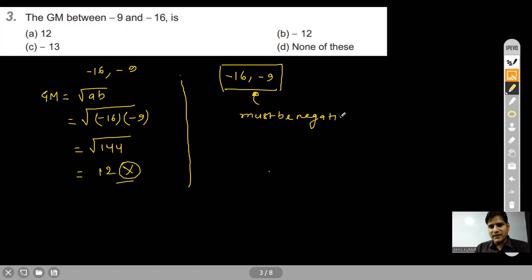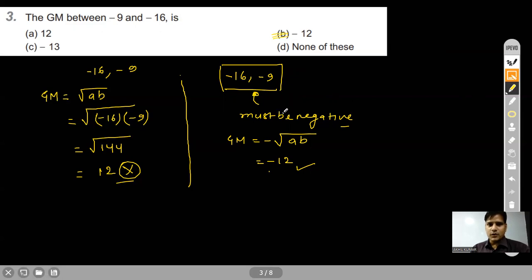This must be negative. If the numbers given are negative, like A is also negative and B is also negative, so there is change in the formula. The geometric mean should be minus of root AB, right? So this geometric mean will be minus of 12, not plus of 12. So our answer will be minus 12. So option B is correct.